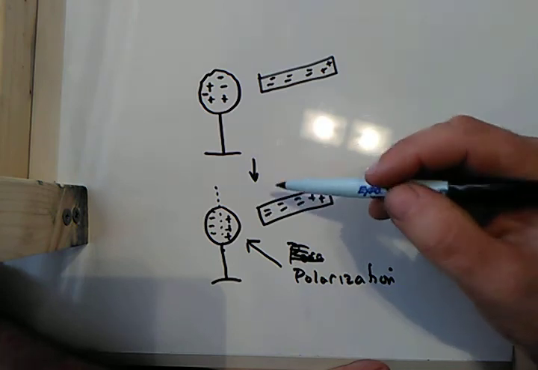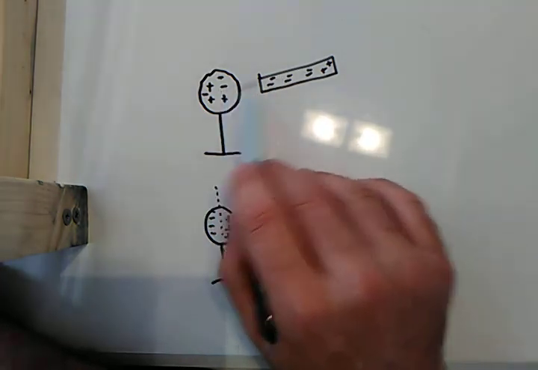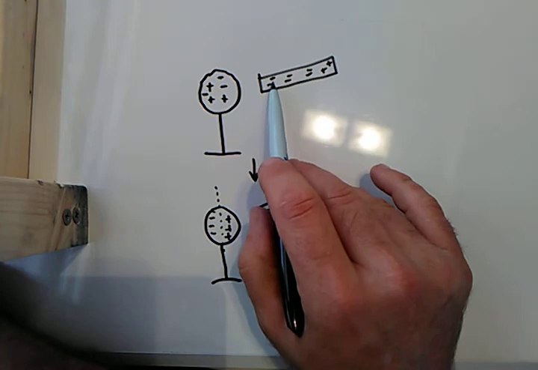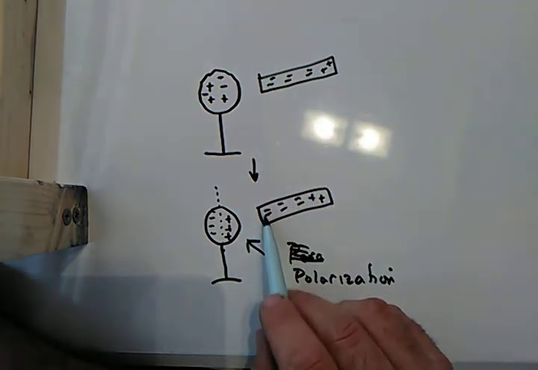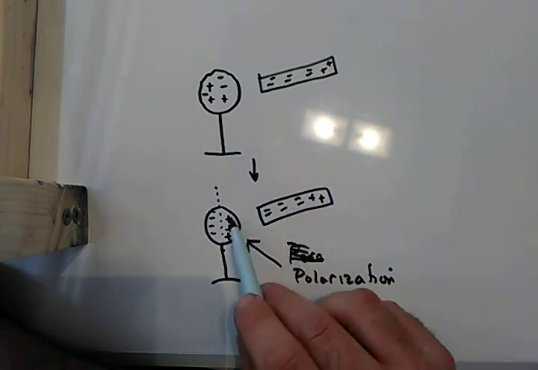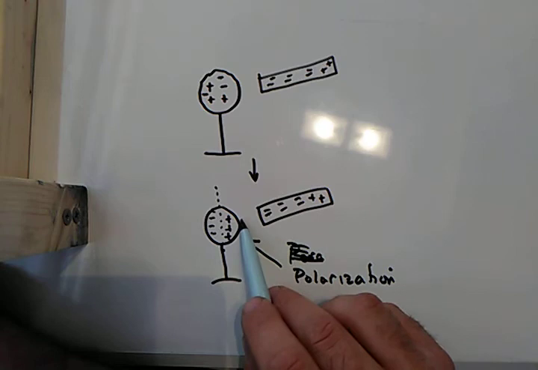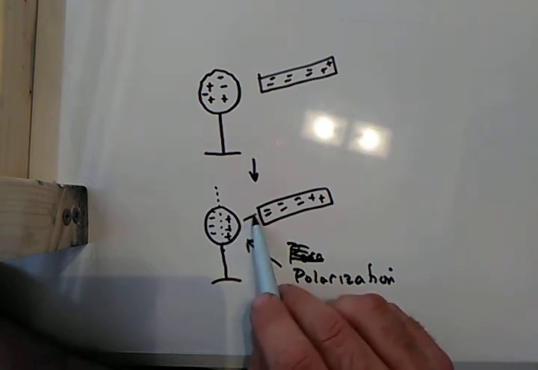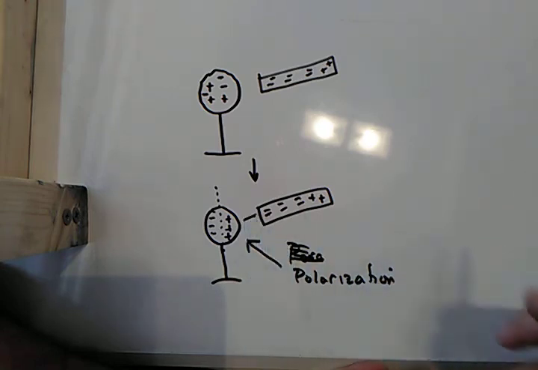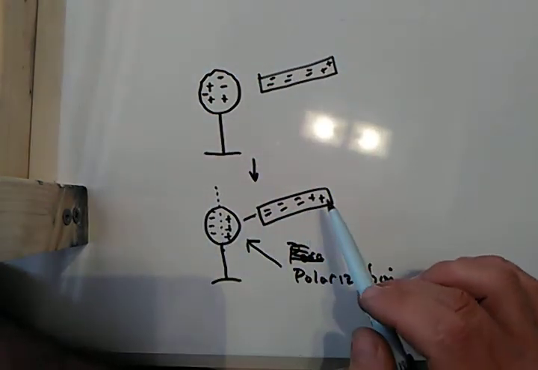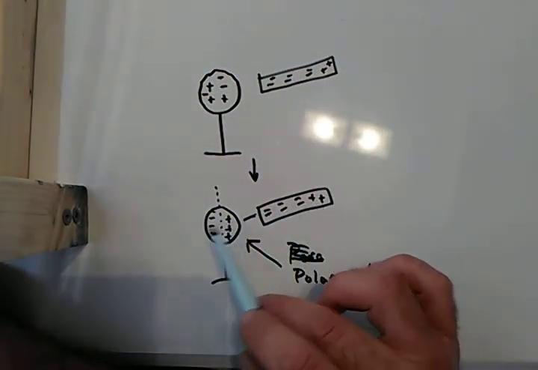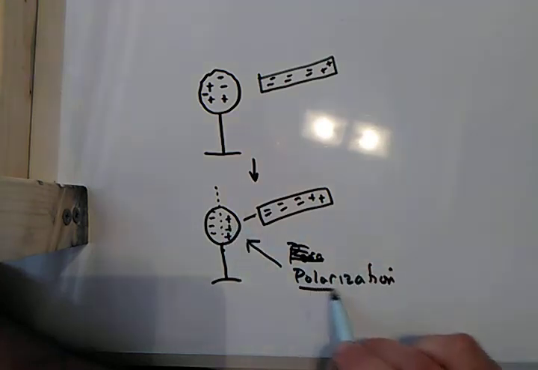Now, the cool thing was that before these two things got in contact with each other, there was no attraction. But now look, negative electrons are now attracted to positive protons. So now there is an attractive force felt between these two things. They're attracted to each other. Now, we've done nothing to the number of charges. All we've done is rearrange the charges. That's what happens when we polarize something.